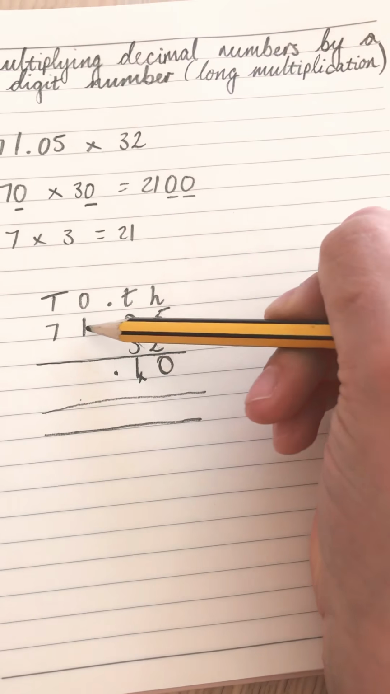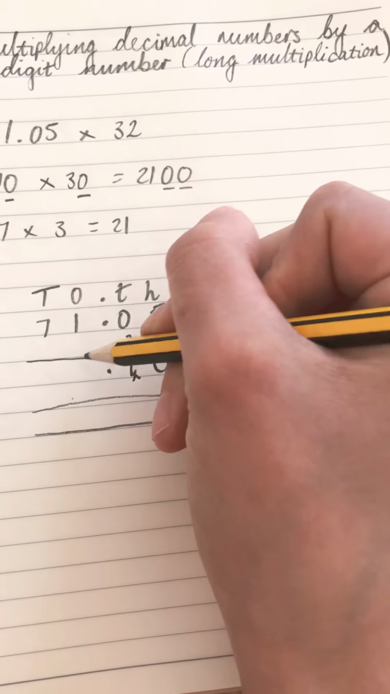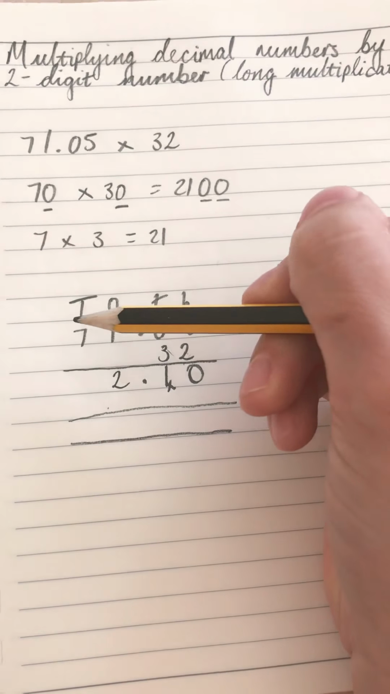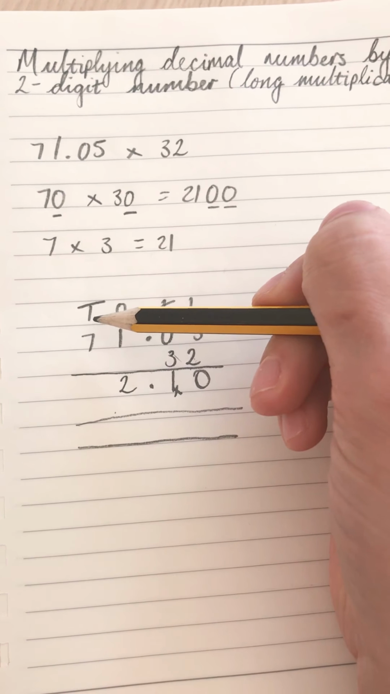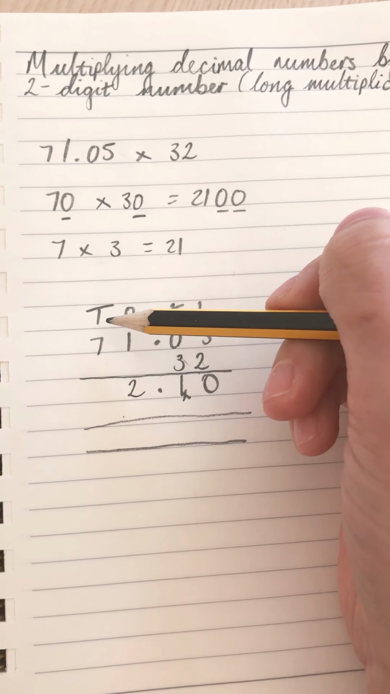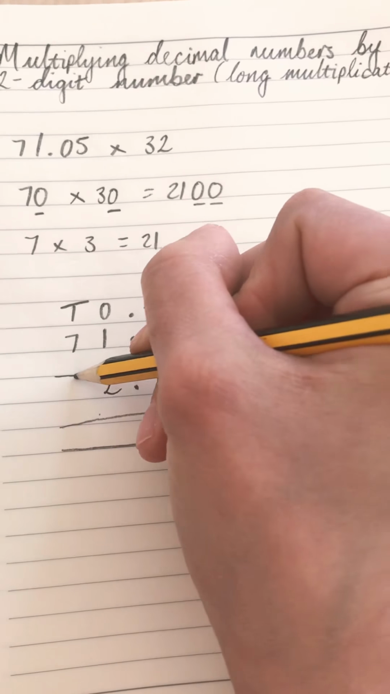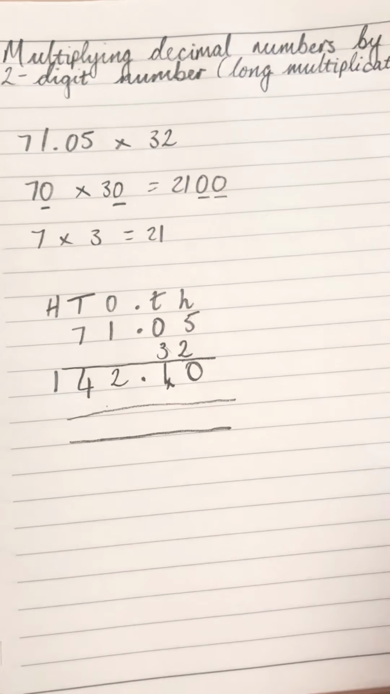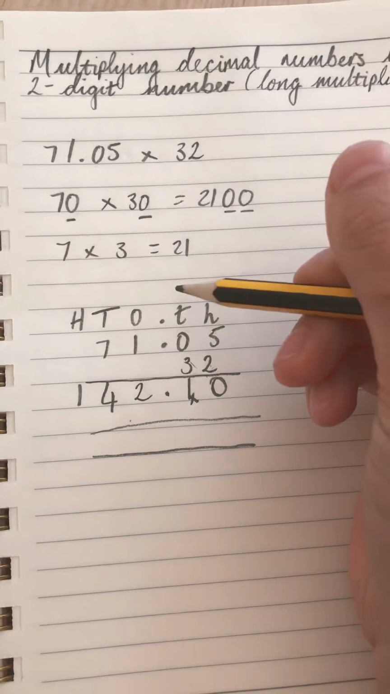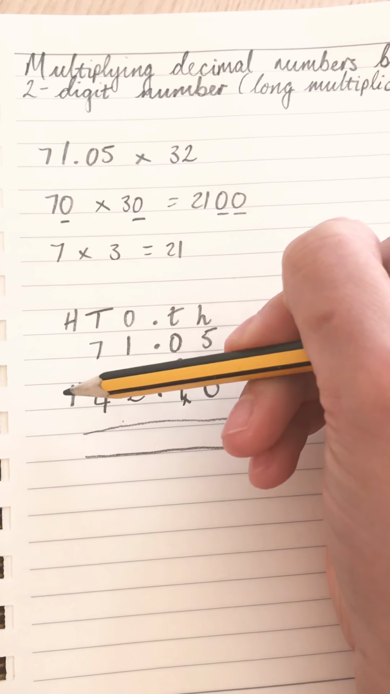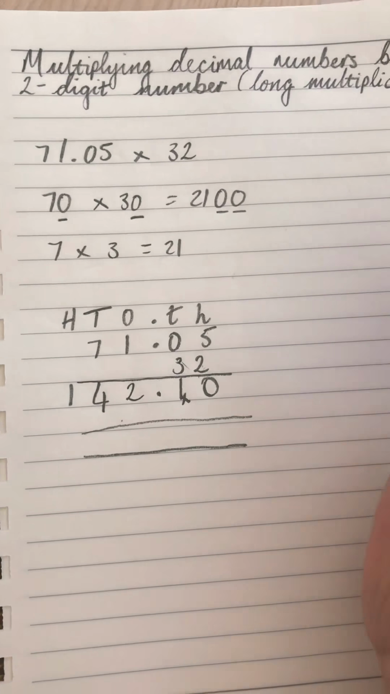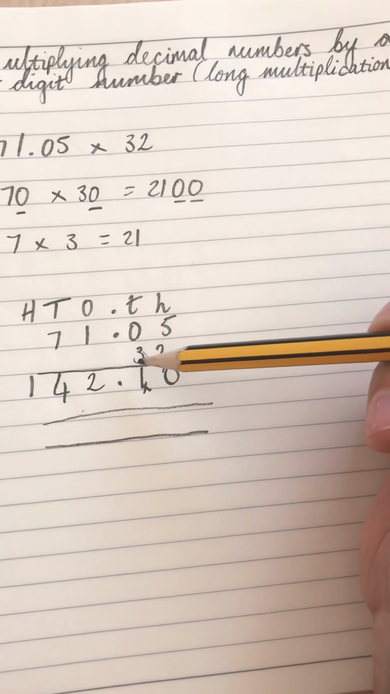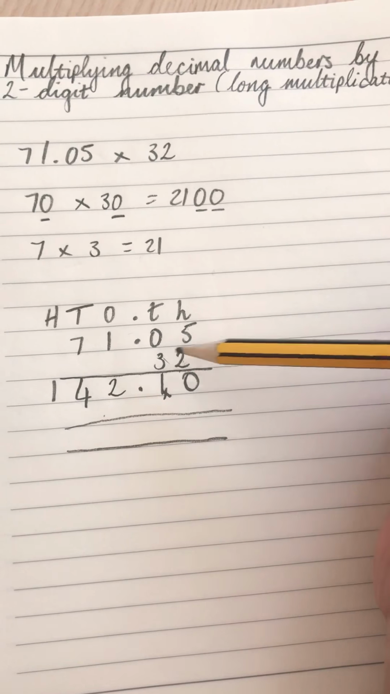Now 2 lots of 1 one, that's really easy. That's 2 ones, okay? And then 2 lots of 7 tens is going to be 14 tens. So that would be 4 tens and a 100 there. 14 tens are the same as 104 tens. So that's all of these numbers multiplied by 2. Now we need to remember that we've got to do it by 30 as well.